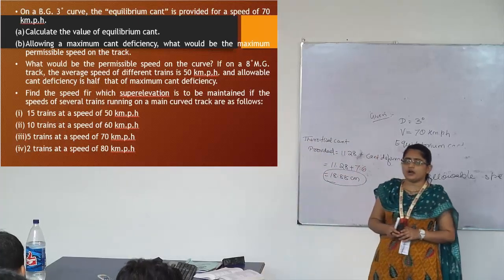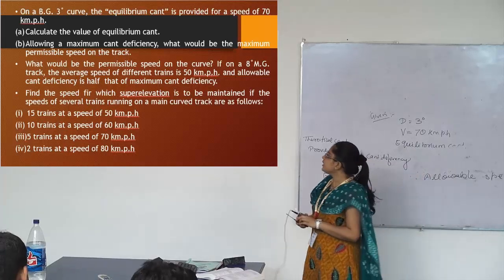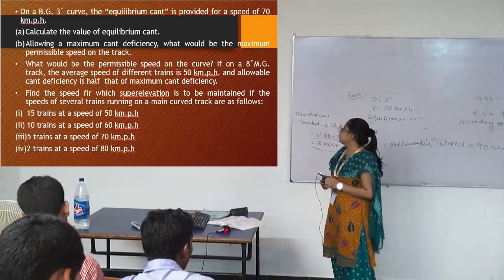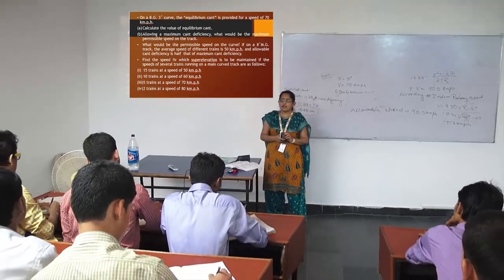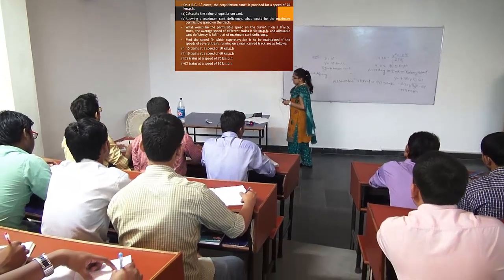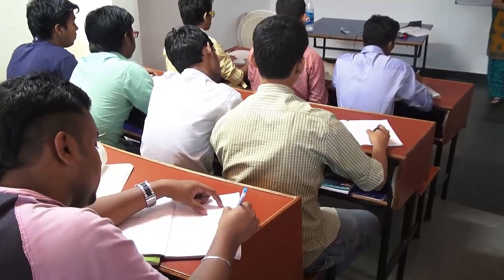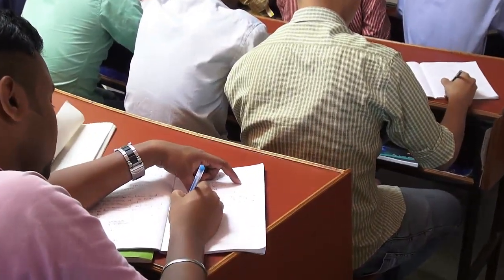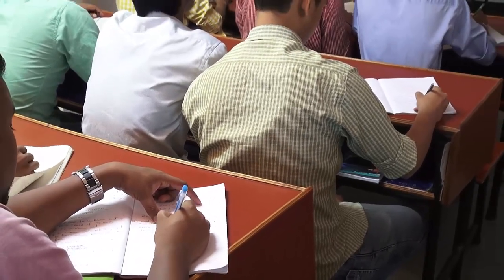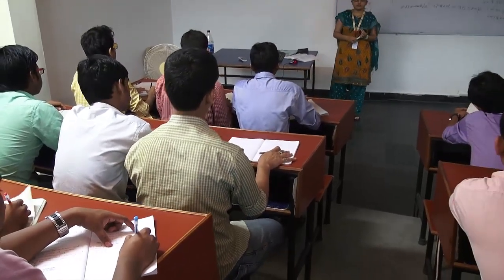the average speed of different trains is 50 km/h, and the allowable cant deficiency is half that of the maximum cant deficiency.